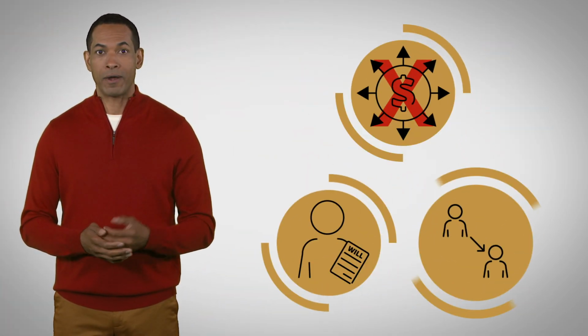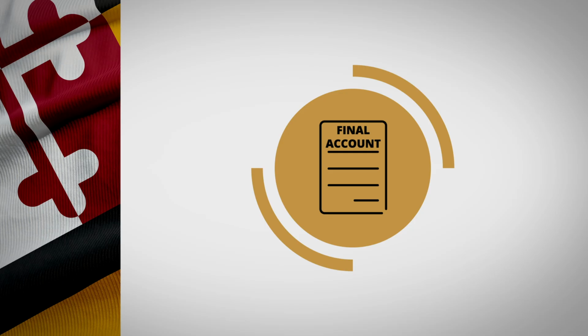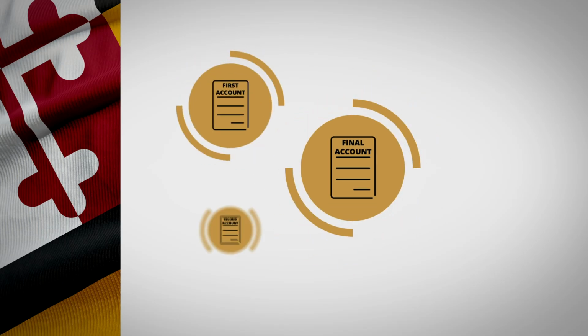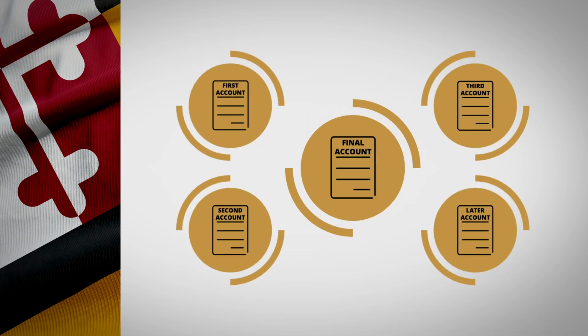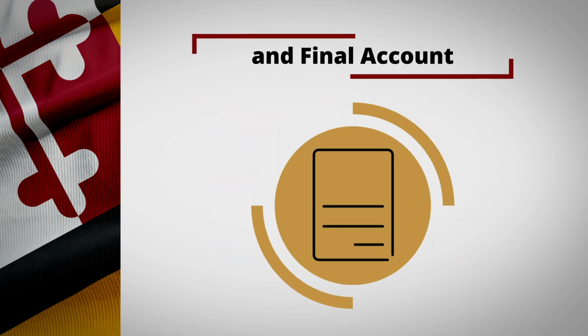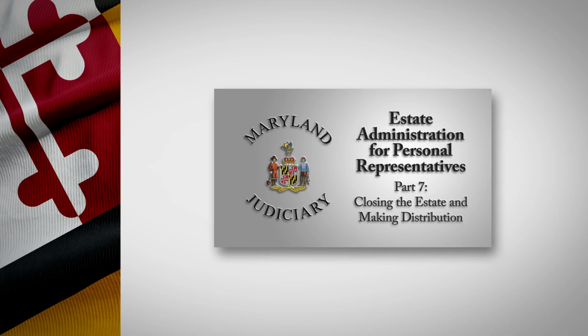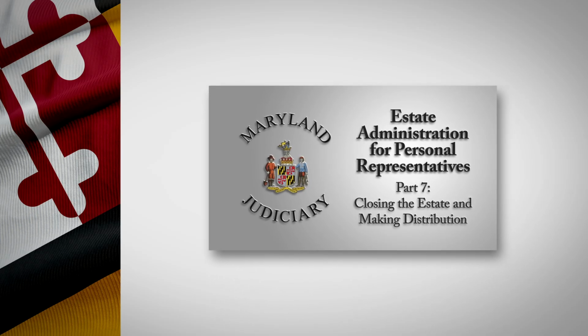If you are still not ready to make distributions to the legatees or heirs, then a third account will be due 6 months after the approval of the second account. Once you are ready to distribute the remaining property to the legatees or heirs, you can file a final account. Whether it is a first, second, third, or later account, add the words "and final account" to the title of the document. For example, second and final account. Watch Part 7 of this series for more information on the final account, closing the estate, and making distributions.